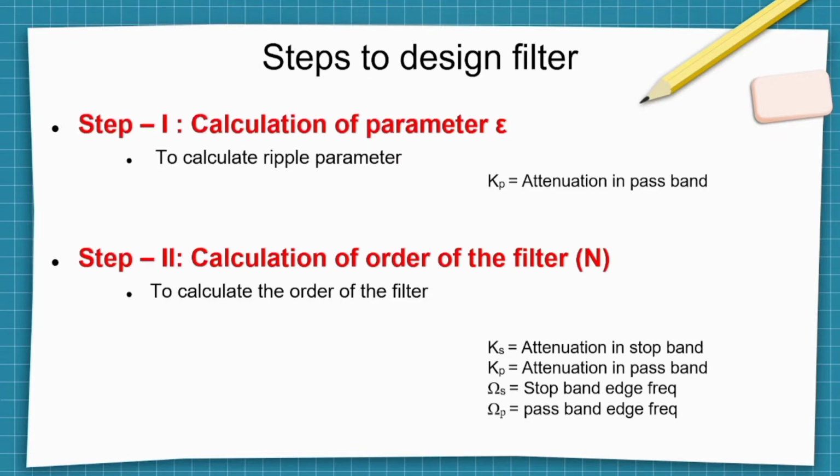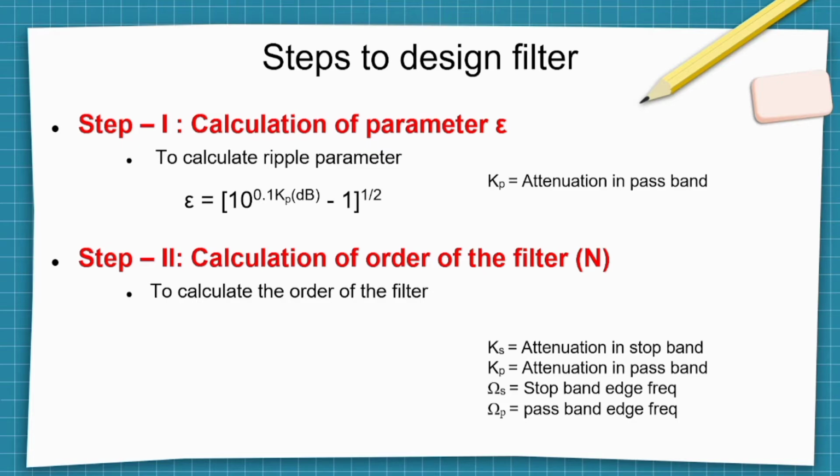Now let us see the steps involved in filter design. To start with, we must have omega p and omega s to compute epsilon, the order of the filter n, and the pole locations to calculate the transfer function. Step 1. Calculation of the passband ripple parameter epsilon. To calculate the ripple parameter, we use the following expression, where epsilon is equal to (10 power 0.1 kp in dB minus 1) whole power 1 by 2, where kp is the attenuation in passband.